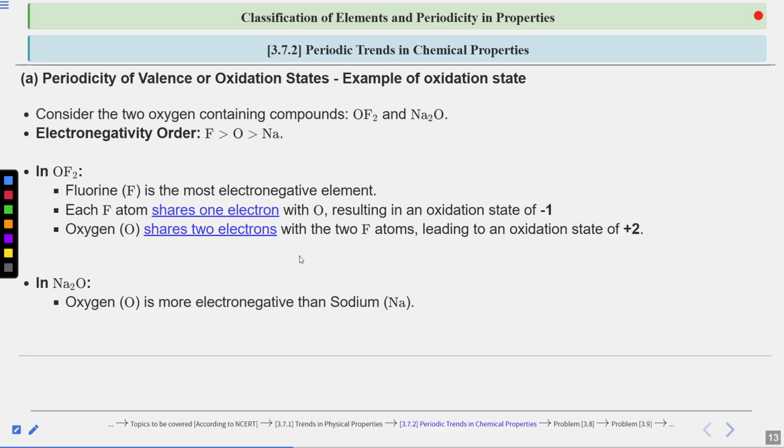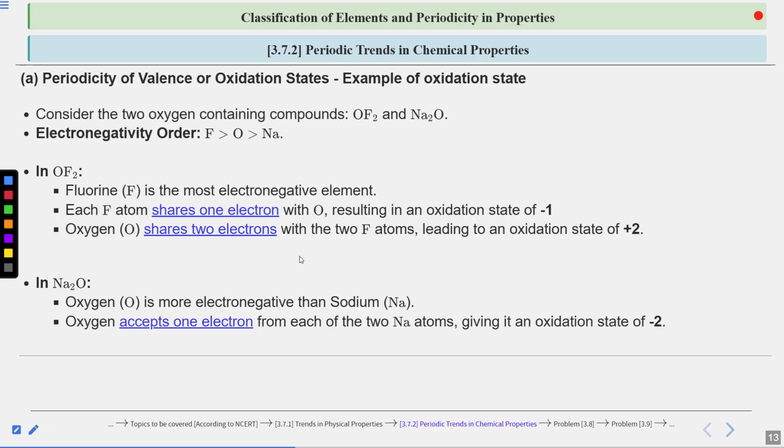Therefore, we can see that the oxidation state is also a variable one. For the first case, oxygen has an oxidation state of +2, and in the second case, it has an oxidation state of -2. And the reason is which element it is attached to. It shows that the oxidation state of oxygen will change accordingly.